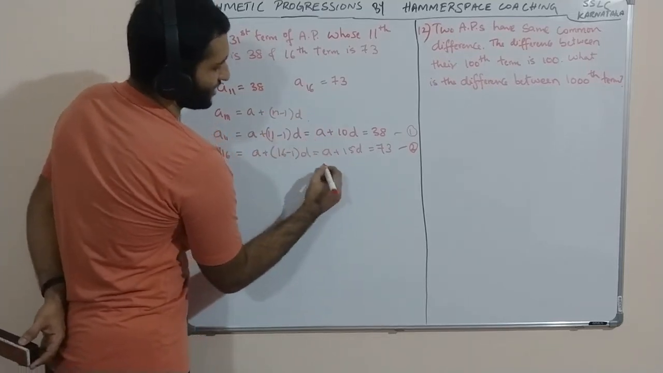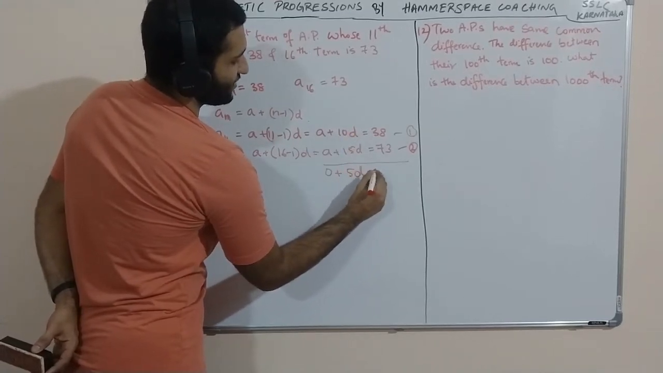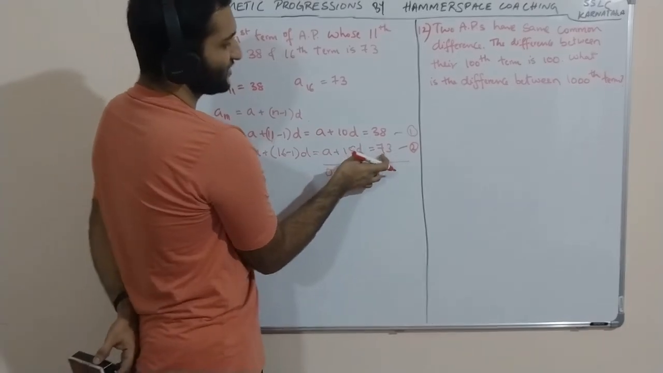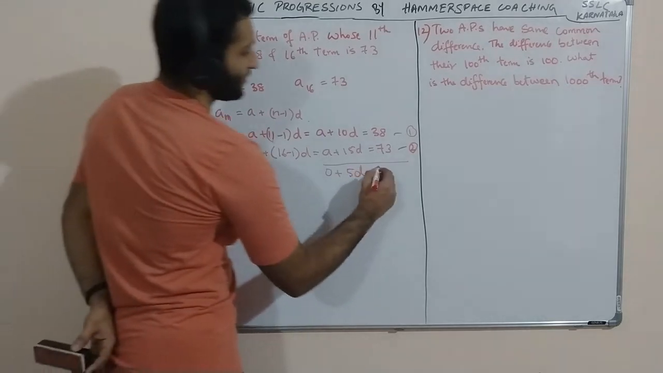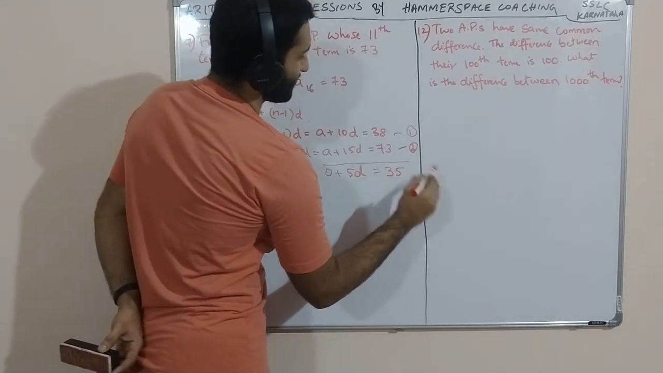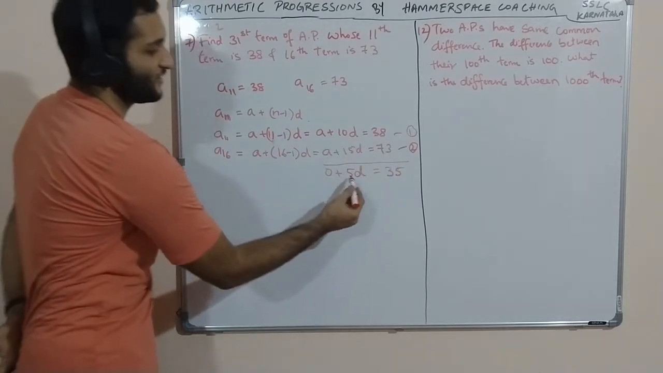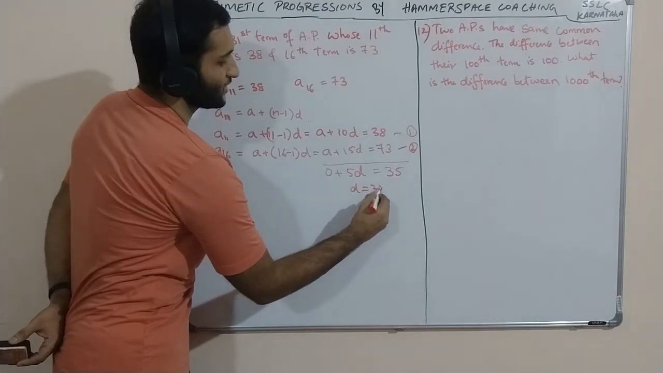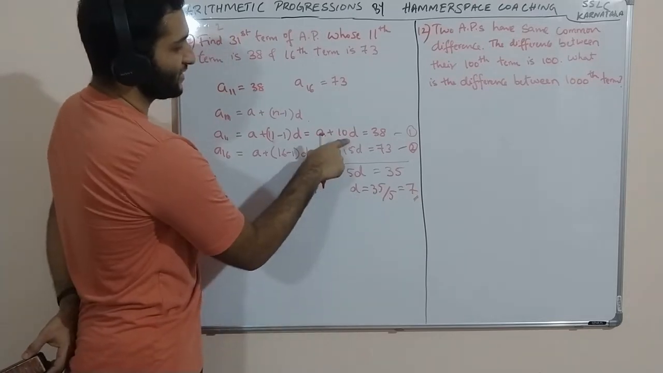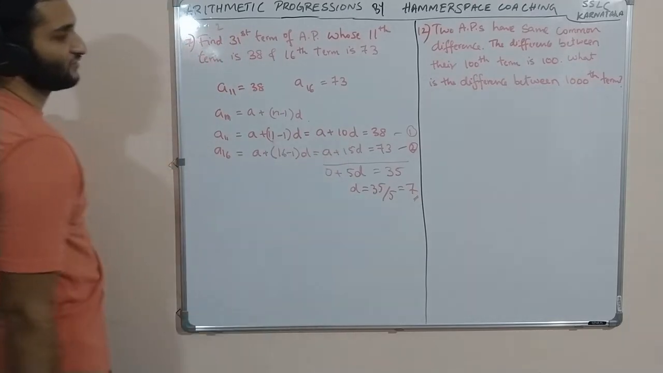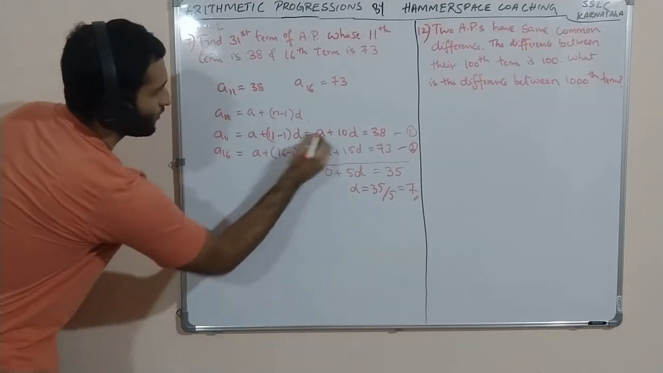So a minus a is 0, plus 15 minus 10 is 5d, equals 73 minus 38, which is 35. So 5d equals 35, d equals 35 divided by 5 equals 7. Now you have the value of d. Let's substitute here and find the value of a. Let's use equation 1.